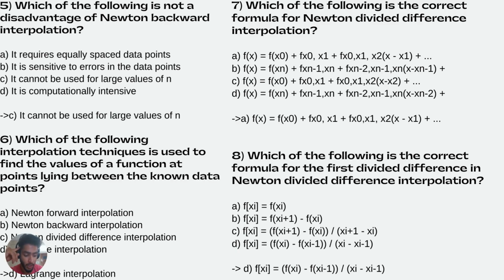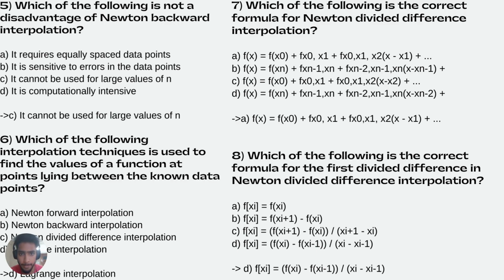We use Lagrange interpolation for any values in the table. And definitely now we are left with Newton divided difference interpolation, and it's used for outside of the range. So our correct answer would be Lagrange's interpolation. Now let's move on to the seventh question. Which of the following is the correct formula for Newton divided difference interpolation?